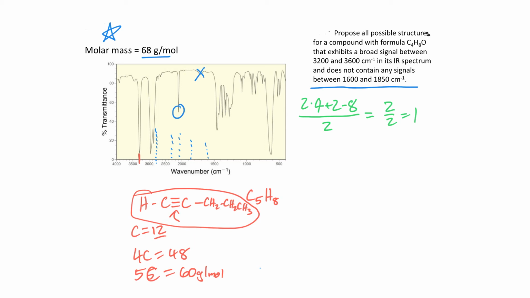Another clue is the broad signal between 3200 and 3600. That is probably an OH group. That accounts for the oxygen. And importantly, it does not contain any signals between 1600 and 1850. So that means I have no double bonds. That's another good clue, because I know that I have an HDI of 1. I need a double bond or a ring. I must have a ring.